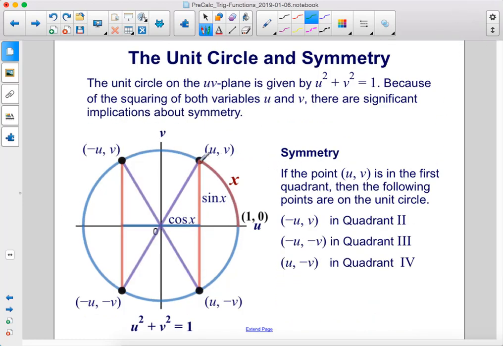Symmetry. If the point (u, v) is in the first quadrant, then the following points are on the unit circle: (negative u, v), (negative u, negative v), and (u, negative v), in quadrants 2, 3, and 4 respectively.